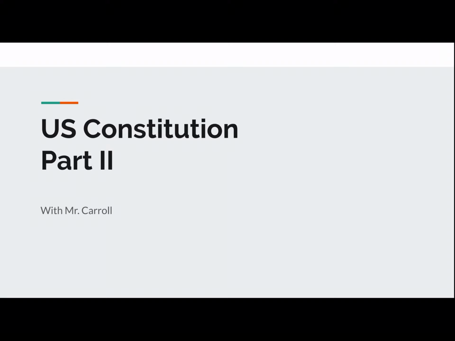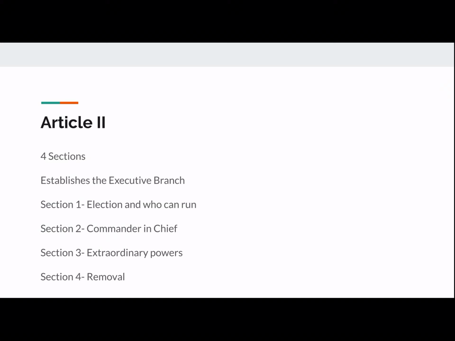Part 2 is going to be Article 2. It is a little bit shorter and has less powers because remember, the people writing this document had just fought against a king, so they didn't want to accidentally give another person king-like powers. So they really limit what the president can do. But like I said, Article 2 has 4 sections, and it establishes the executive branch.